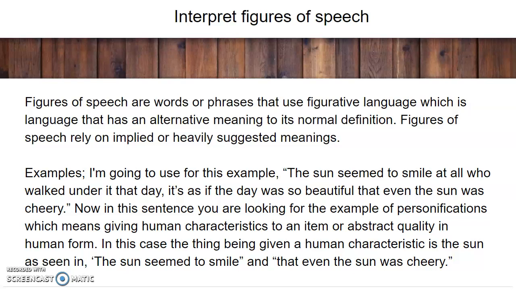Example: let's say you were tasked with finding an example of personification in your reading. Here's a sentence I'm going to use for this example. The sun seemed nice to all who walked under it that day. It's as if the day was so beautiful that even the sun was cheery. Now, in this specific example, we are looking for personification, which means giving human characteristics to an item or abstract quality in human form. In this case, the thing being given a human characteristic is the sun, as seen in, the sun seemed nice, and that even the sun was cheery.